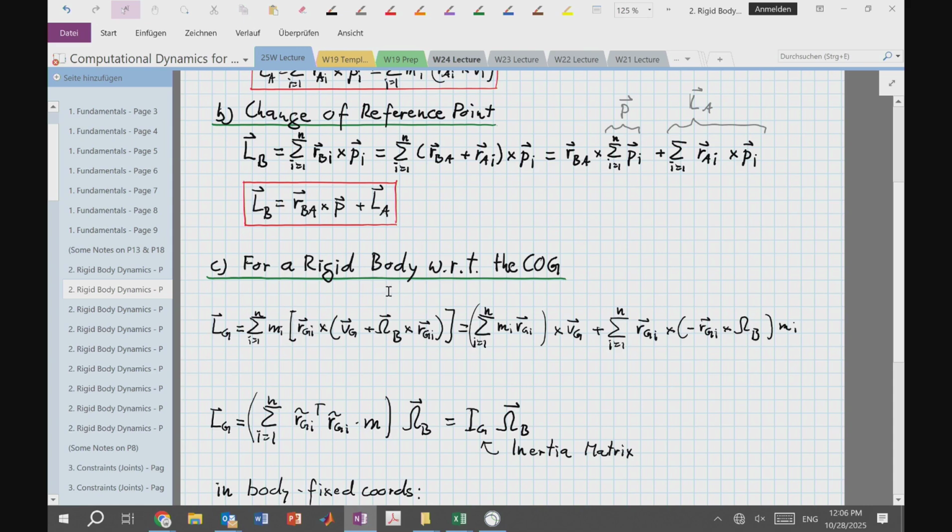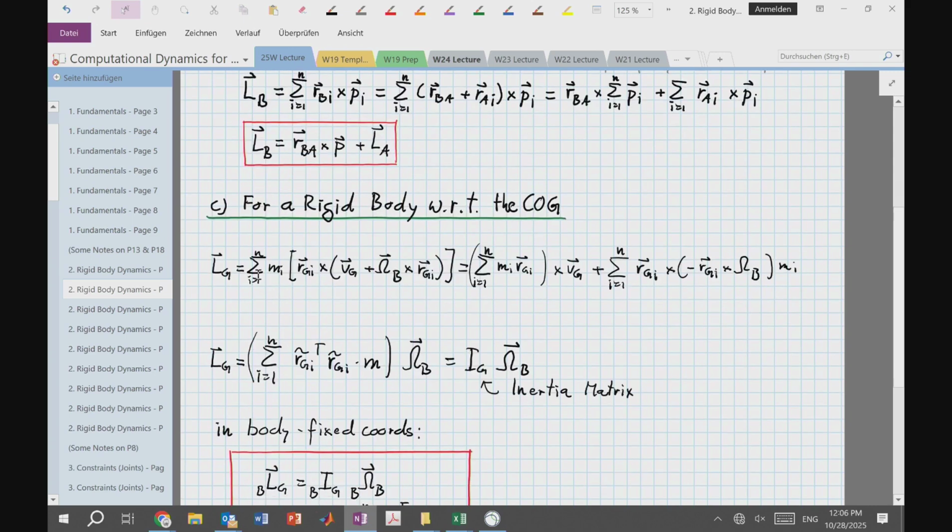Now, for a rigid body, with the center of gravity as a reference point, right? So I'm now computing LG. I can plug in for the velocity this equation for velocities on a rigid body. So instead of Vi, I say this is Vg plus omega b cross Rgi, right? So G is my reference point, and this gives me the velocity of an arbitrary point I. And I can now take this apart, and the first term I would get is the sum over all mi's times Rgi cross product with Vg. And so the question is, what is this?